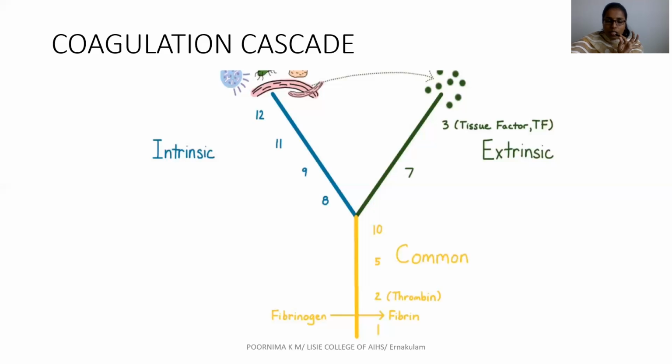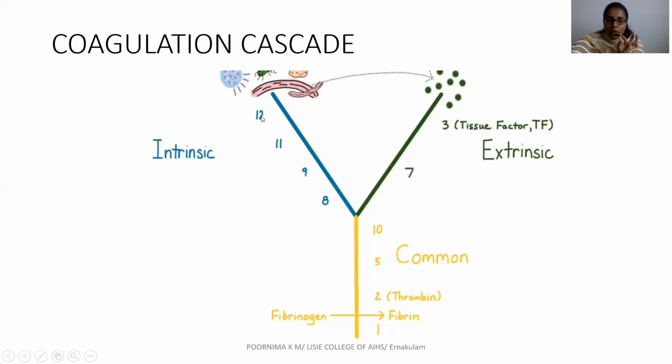Okay. So this test detects whether there are any deficiencies of the coagulation factors involved in the intrinsic pathway and common pathway. Here the intrinsic pathway is initiated by factor 12. Here you can see factor 12 initiates the succeeding components. So we can say that the intrinsic pathway is initiated by factor 12.